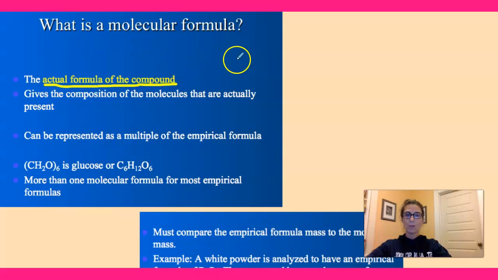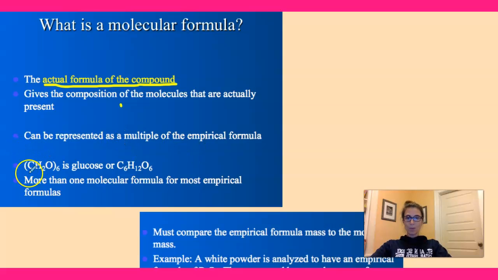Okay, so if you remember, we used that example of glucose, right? So the molecular formula gives you the composition of the molecules that are actually present. So it tells you how many of each atom are actually in the compound. And you can represent it as a multiple of the empirical formula.